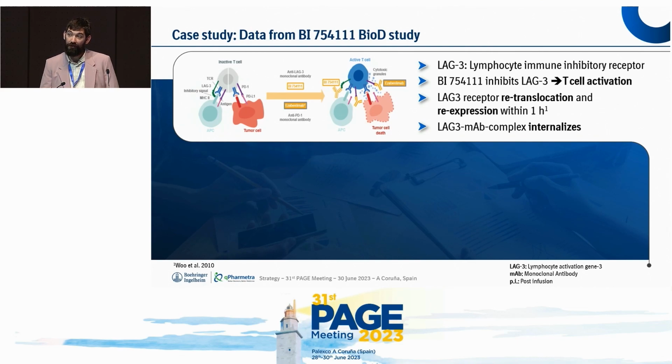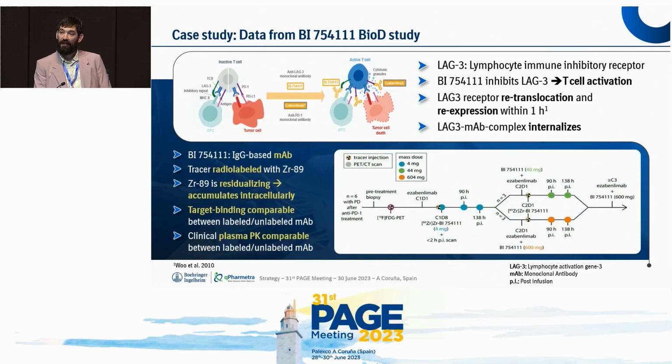It's a funny receptor in the way that it has an internal pool present within the T cells, which allows it to translocate and re-express very rapidly after internalization. It has been reported within 1 hour. And when a compound binds to this receptor, it also internalizes within the cell, which will give rise to some interesting processes we will need to consider in the model analysis, which I will touch upon later.